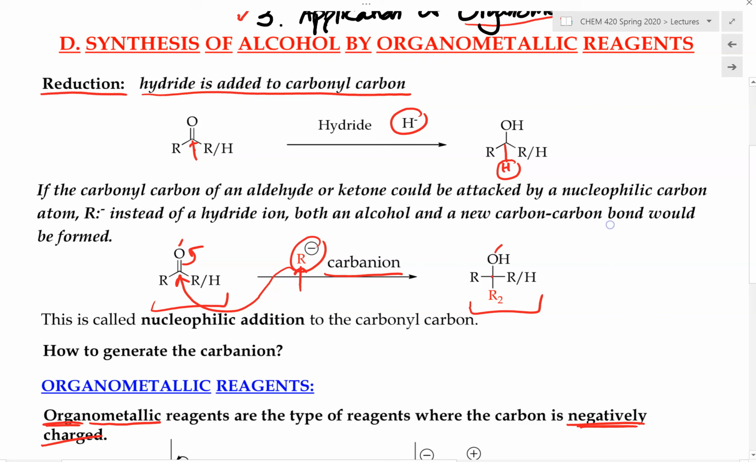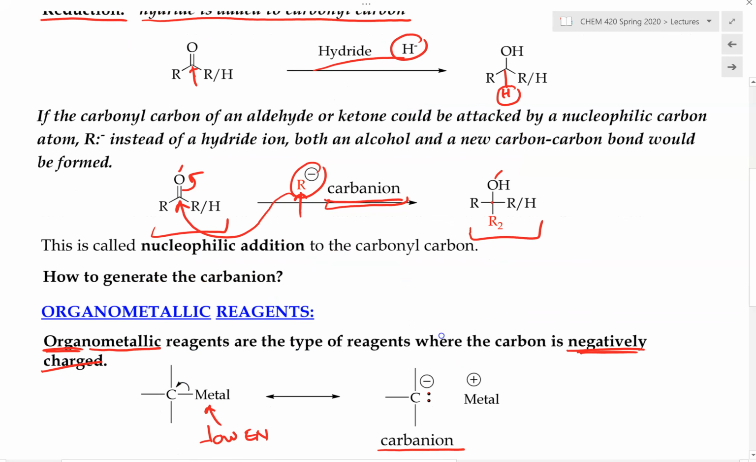But principally speaking, the reaction involving the organometallic reagent is very similar to the reduction reaction with the hydride that we have seen already. This reaction, involving the organometallic reagent, which is the source of this carbanion, is referred to as the nucleophilic addition reaction.